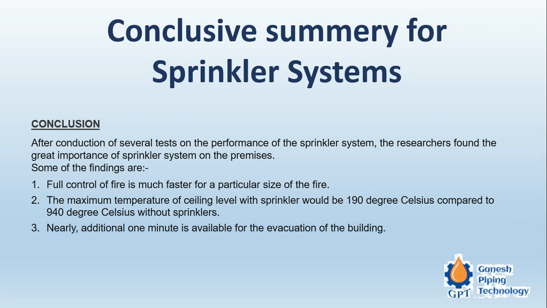So we can imagine that in the absence of the sprinkler, the temperature can rise up to 940, which means almost 1000 degrees Celsius. It can be minimized directly to 190 degrees Celsius, less than 200. So nearly an additional 1 minute is available for evacuation of the building.